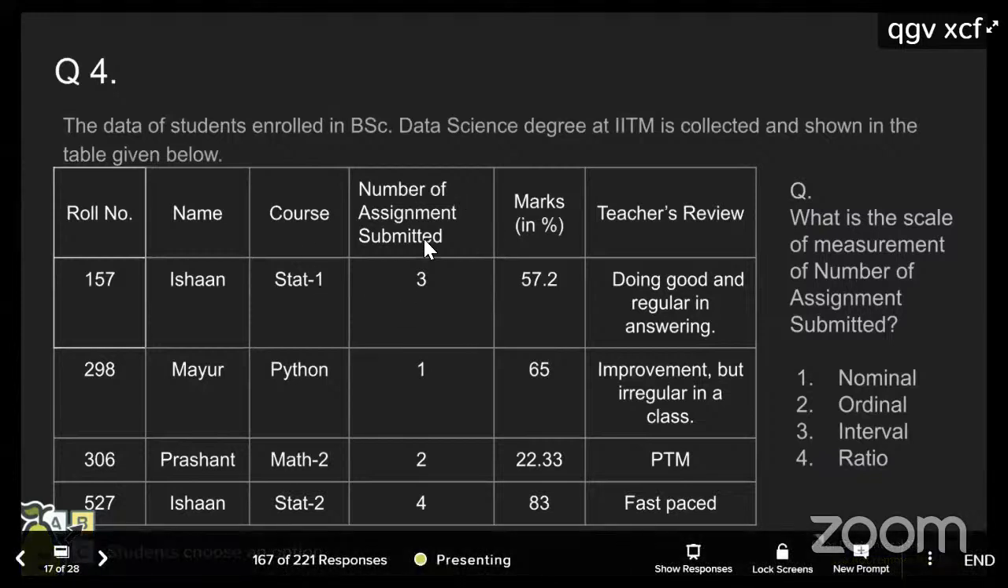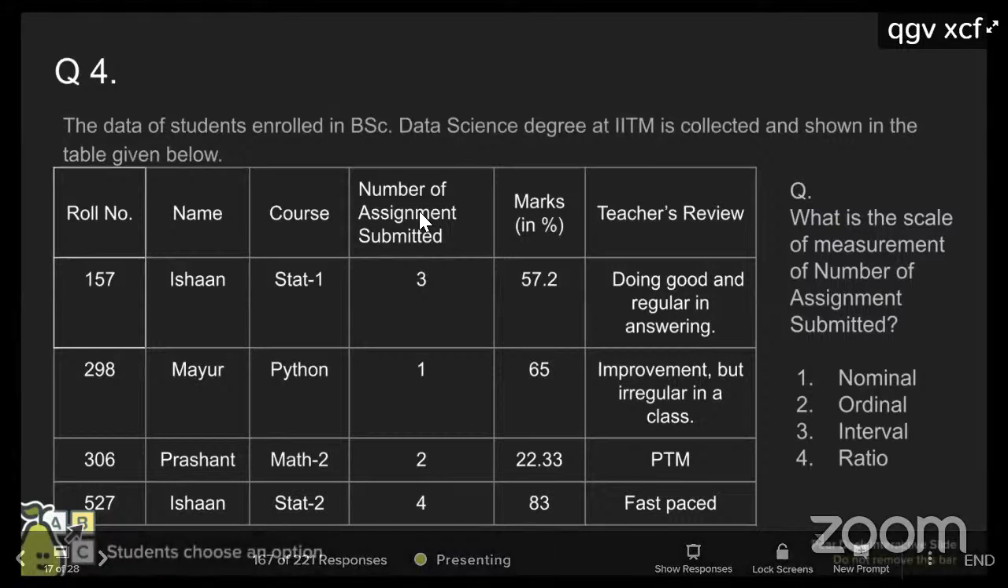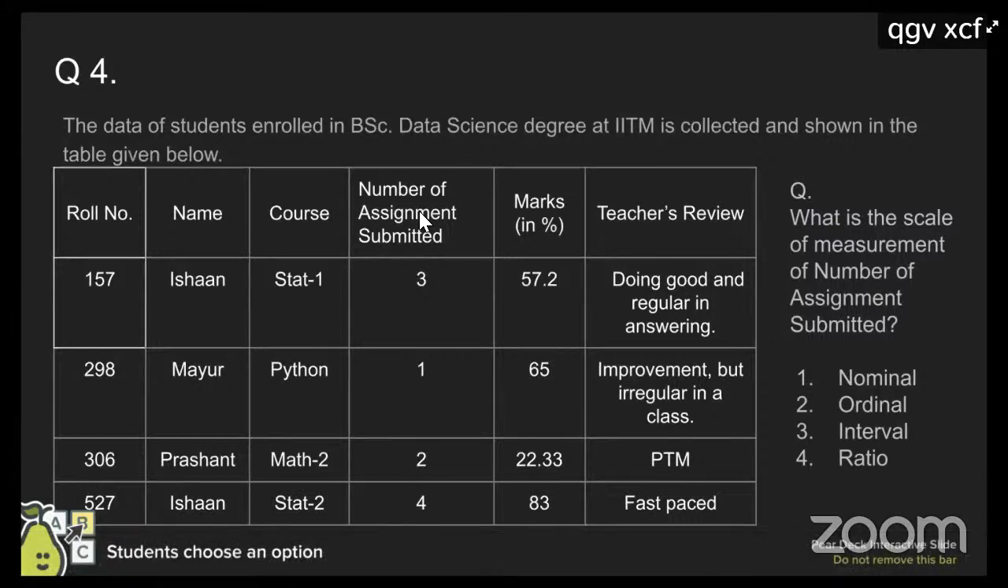See, this is the number of assignments submitted. Ishan has submitted 3 assignments. Mayur has submitted 1 assignment. Prashant has submitted 2 assignments. Again, Ishan has submitted 4 assignments. So this is a number. In the case of a rank, if we want to give them a rank, then we can say that Ishan's rank is 1, Prashant's rank is 2. Then it will be ordinal.